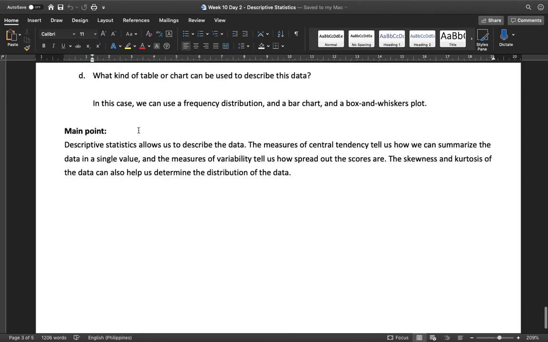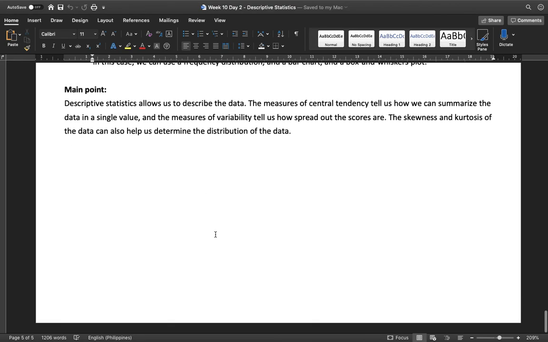So, descriptive statistics allow us to describe the data. The measure of central tendency tell us how we can summarize the data in a single value. And the measures of variability tell us how spread out the scores are. The skewness and kurtosis of the data can also help us to determine the distribution of the data. So, that's that for descriptive statistics. Yung next lesson natin, inferential statistics. Medyo mas maraming kailangang aralin doon.